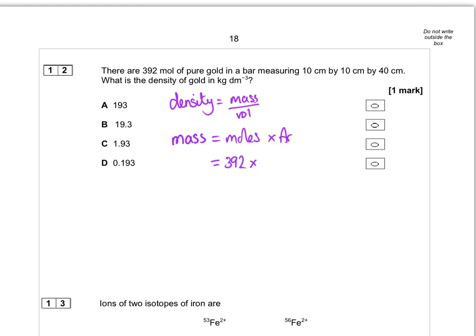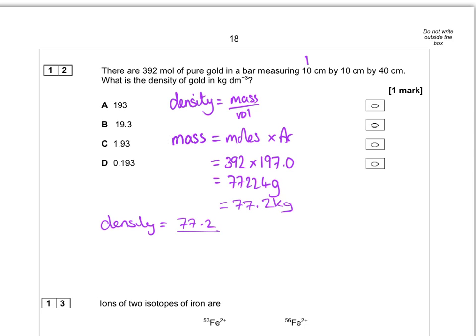And the relative atomic mass of gold from the periodic table is 197.0, which gives me an answer in grams of 77224 grams. We know the answer has to be in kilograms per decimetre cubed, so if I divide that by 1,000, I can convert it to kilograms. Then I need to substitute it into the density calculation. So it's going to be the mass that I've just worked out in kilograms divided by the volume, and the volume needs to be in decimetres cubed.